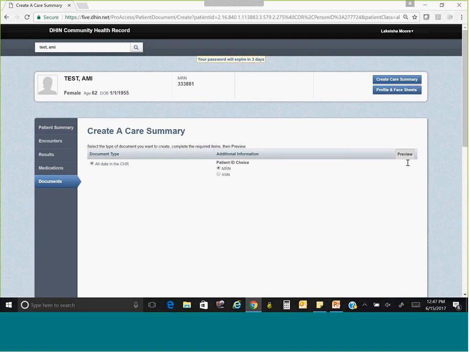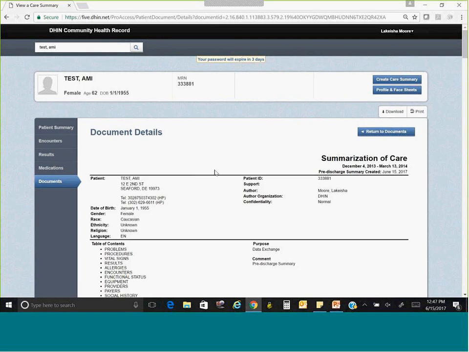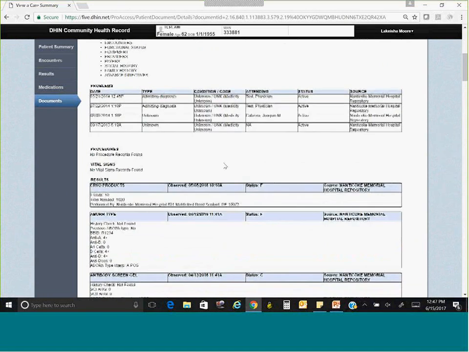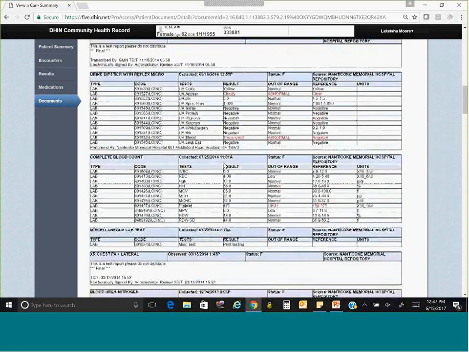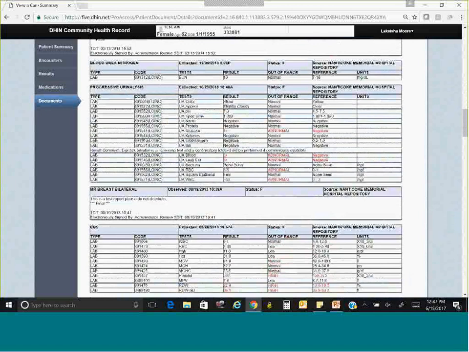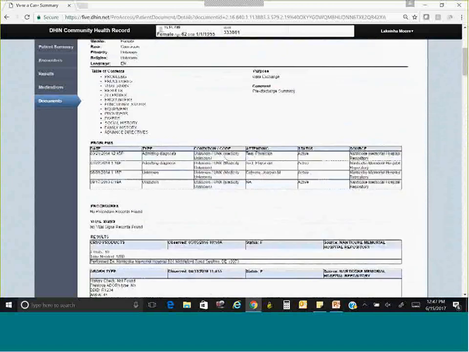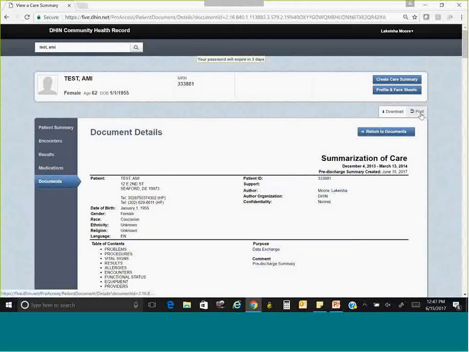And see, the only option is all data in the community health record. So now all of the information that was in here on that patient is available in one continuity of care, or CCD, document. I could just print this, and it would be like a PDF. Of course, you can use that if it's more user-friendly for you. But if you wanted this to be parsed out in your EMR, then you can download that care summary document and import it into your EMR and have that information available.